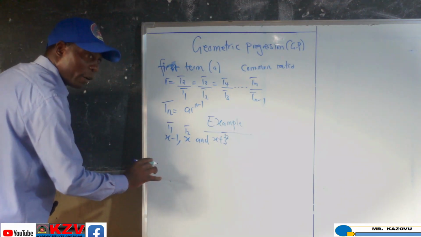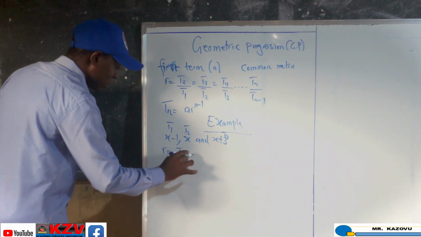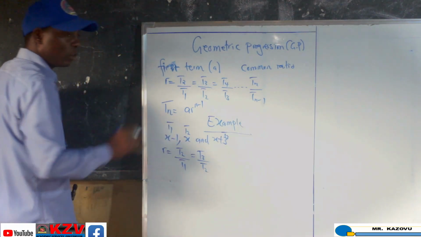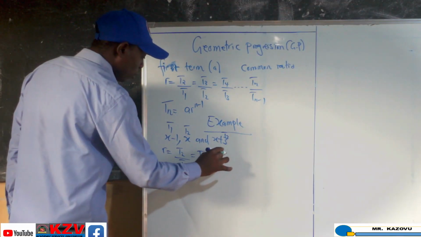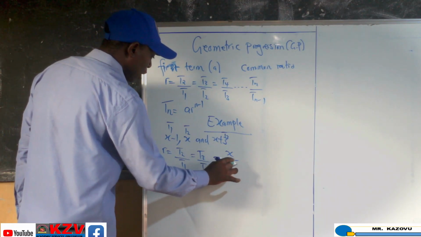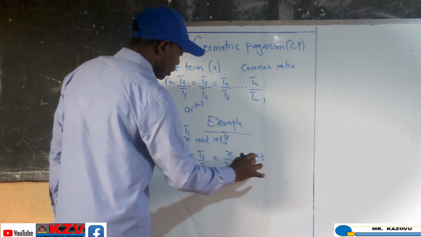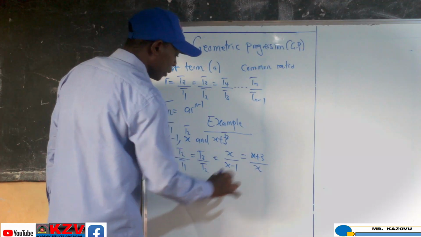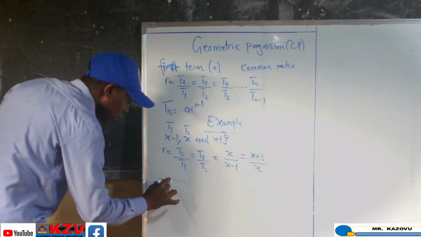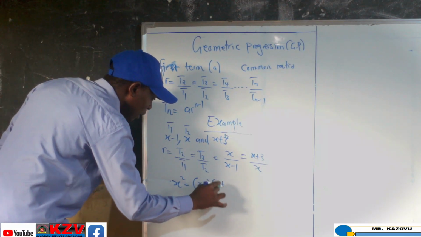Now, the common ratio is T2 over T1, which is equal to T3 over T2, and this one is constant. So T2 is x over T1, which is x minus 1, is equal to T3, which is x plus 3, over T2, which is x. And then we're going to cross multiply. So we'll say x times x, x squared, which is equal to x minus 1 times x plus 3.